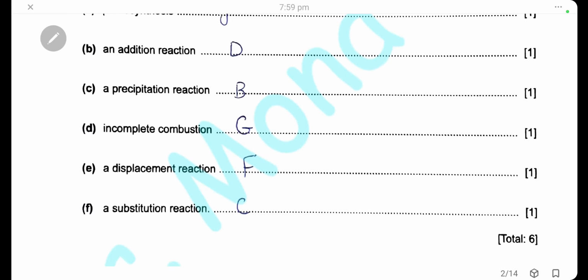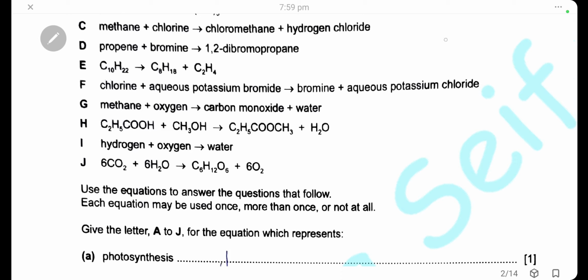A displacement reaction. Here we have equation F, where chlorine is more reactive than bromine, so chlorine will displace bromine from its salt potassium bromide, and we will have the products bromine and potassium chloride aqueous solution.